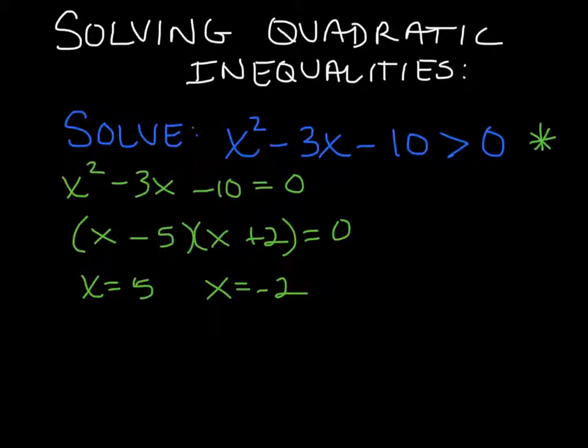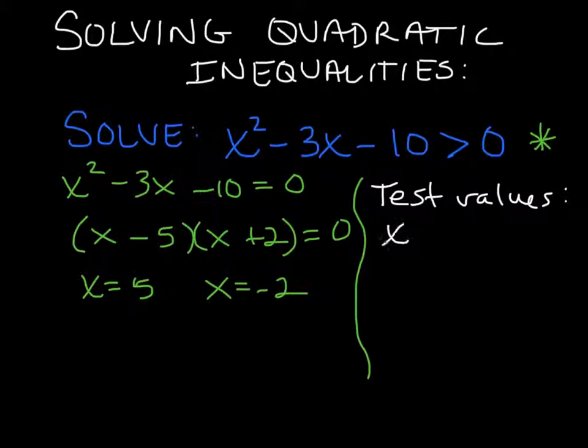We want the values of x that are going to make this whole thing greater than 0, to make the output more than 0. So what I'm going to do next is test a couple points. I only have 2 options really for this. If 5 and negative 2 make it equal to 0, either inside negative 2 and 5 is going to be greater than 0, or outside negative 2 and 5. So I'm going to pick what we call test values.